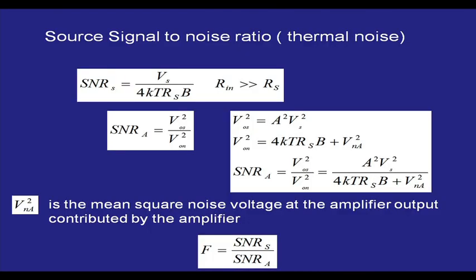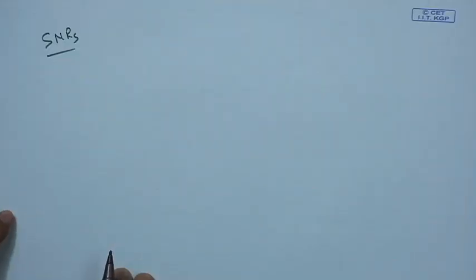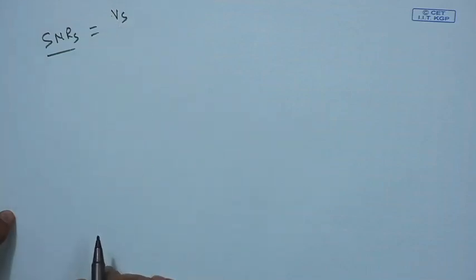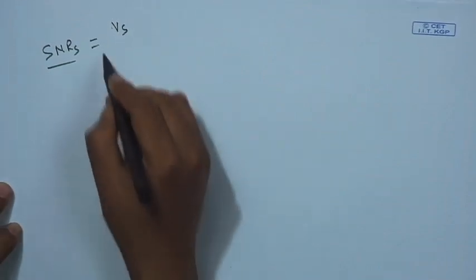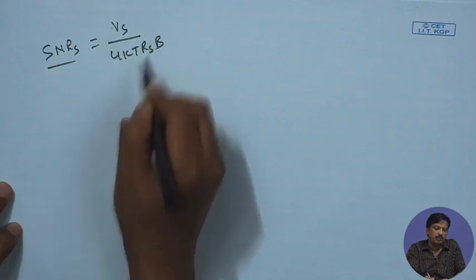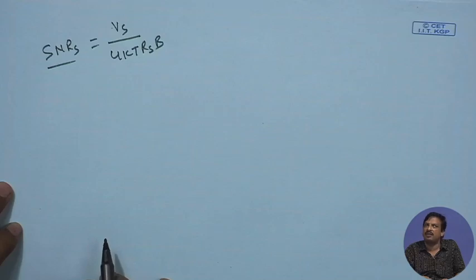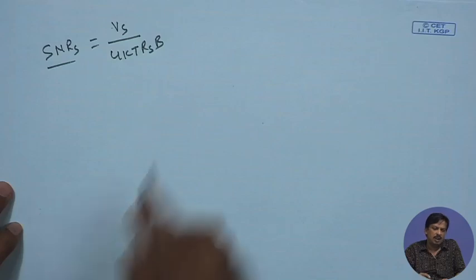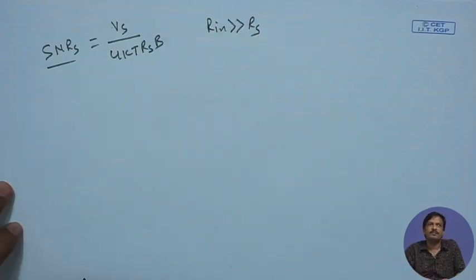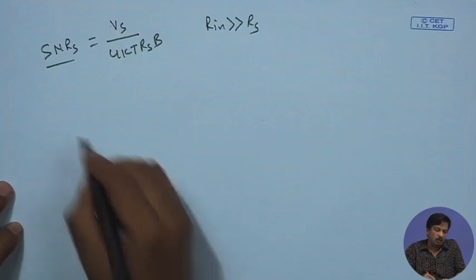Now, if I consider only thermal noise, then what is SNRS? What do you mean by SNRS? SNR of the source. So Vs is the signal voltage of the source, divided by the thermal noise 4kT Rs into B. T is the Kelvin temperature, Rs is the resistance of the microphone, B is the bandwidth of the microphone. This is SNRS. Now, in case of Rin greater than Rs.